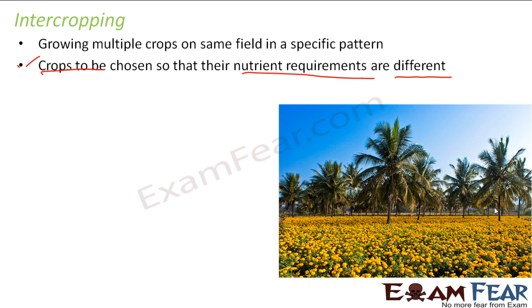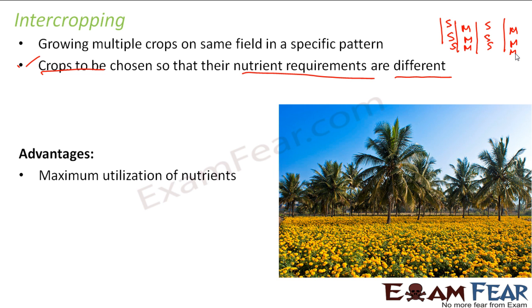Or similarly, let us suppose you have soybean and maize. So you have one row of soybean, again you have one row of maize, again you have one row of soybean, again you have one row of maize. So this is how intercropping is done. What are the advantages of intercropping?